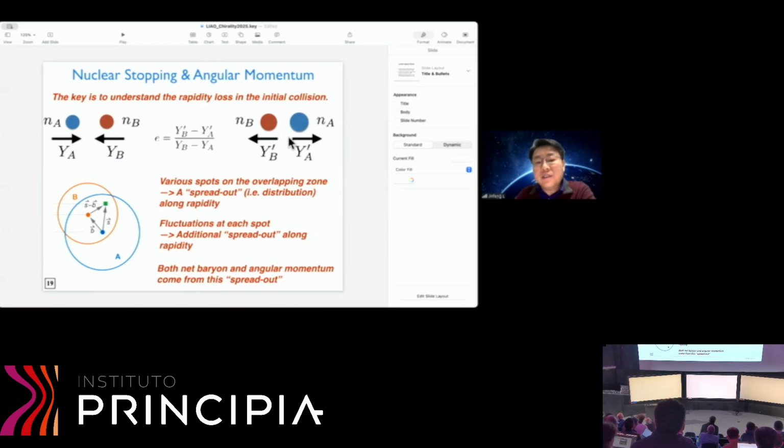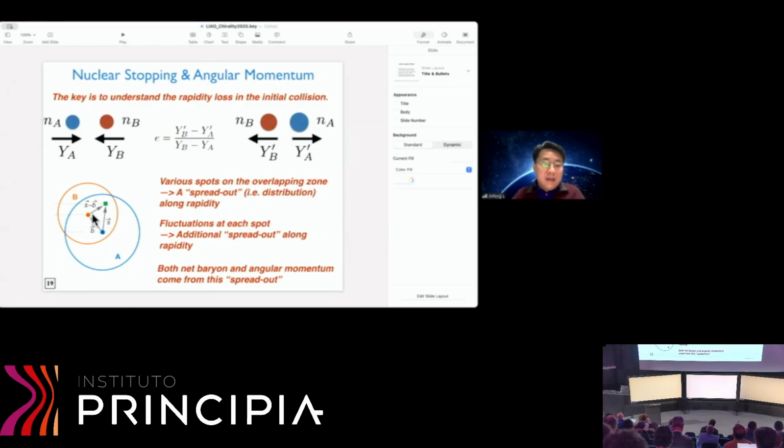After that, they each lose some rapidity. You can quantify this by a rapidity loss parameter E. What controls this? Well, of course, ultimately the microscopic dynamics and interactions control this, but there are important constraints, the global constraint of the conservation laws, like momentum conservation and energy conservation. So you can use those conservation laws together with this parameter E to actually calibrate or quantify how much rapidity you lose. So right after collision, different spots on the overlapping zone are going to lose different amounts of rapidity.